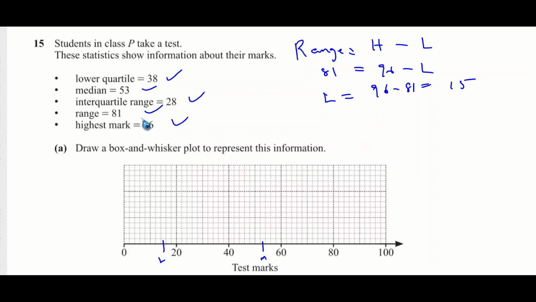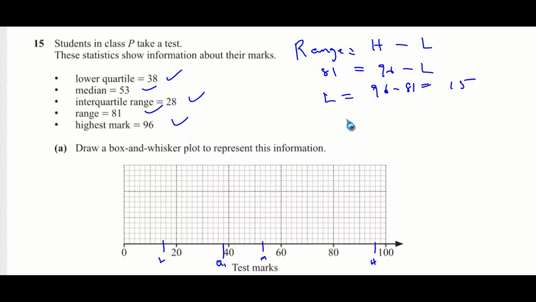Then the highest is given as 96. So this is 90, 92, 94, 96. So this will be for the highest here. Then I need two more things: the lower quartile and the upper quartile. The lower quartile is given as 38. This is 30, so 38 will be here. This is the lower quartile, that is Q1. Then the upper quartile is Q3.